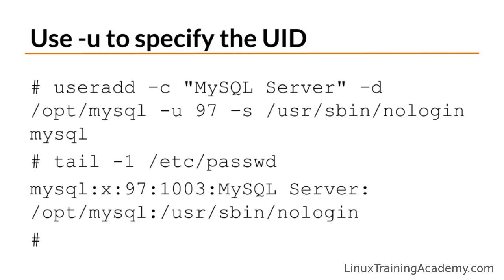It's a common practice to use the same UID for an account across multiple systems. This makes syncing data or sharing data easier to do, as Linux uses UIDs to determine a file's ownership. The account name is really for the sake of us humans. Let's use the -u option to specify a UID when creating an account. In this example, we're creating an account to be used with a MySQL server. We're specifying a UID of 97 by using -u 97 on the command line. After we create the account, you can see that the UID is indeed 97 in the /etc/passwd file.